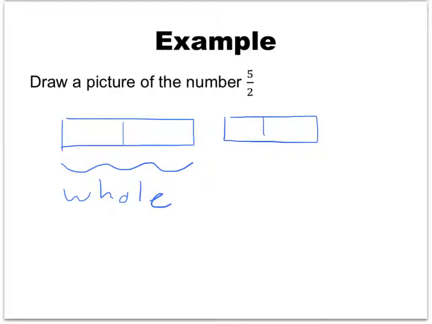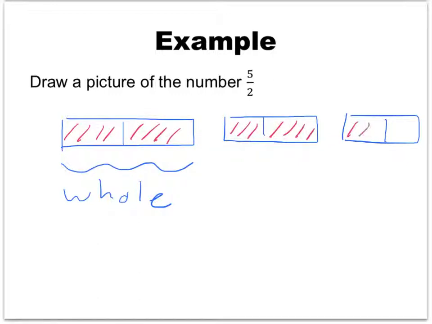Divide that up into 2 pieces again, and then we're going to need to draw a third whole here. So I've drawn 3 equal wholes, divided each of those up into 2 pieces, and so now I need 5 of those pieces. So there's 1 piece, 2 pieces, 3 pieces, 4 pieces, 5 pieces. So there, that picture represents this fraction 5 halves.